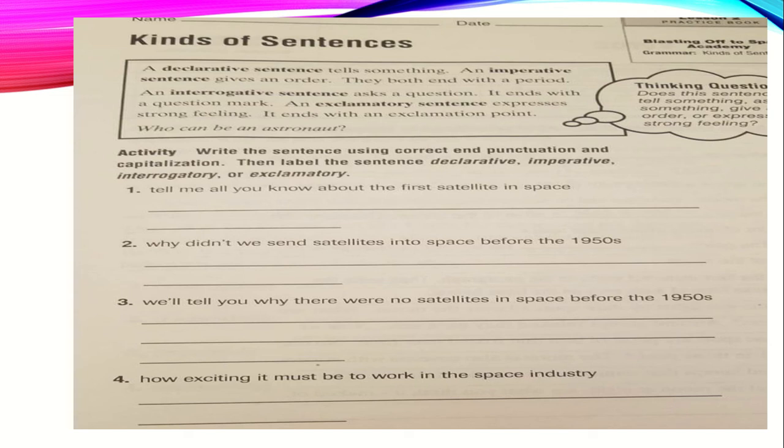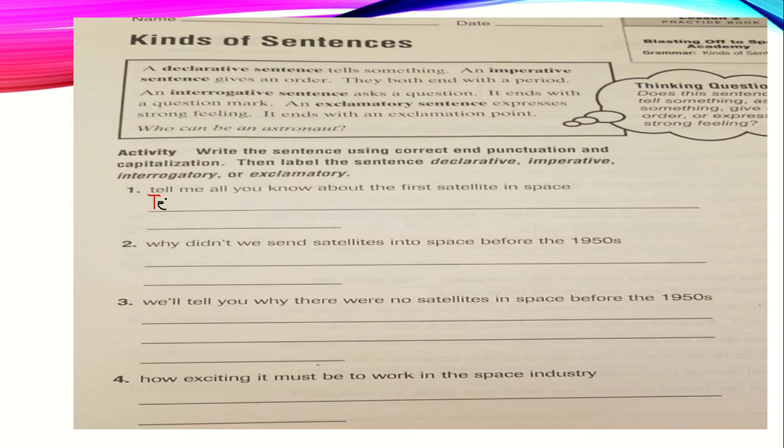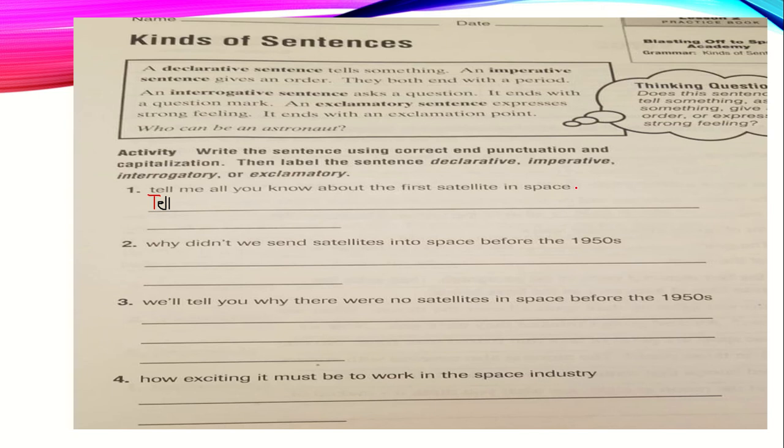Remember to add capital letters in red and punctuation in red. And it's one of each one. Tell, it's another, begin with a capital letter and end with a period, okay? And the kind of sentence is imperative. So you will write on the line imperative. So you will do the same with the second sentence.